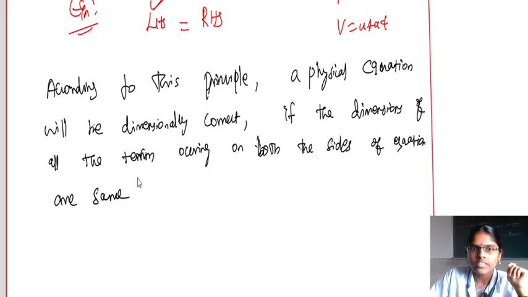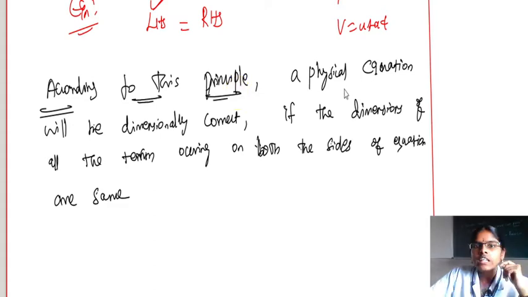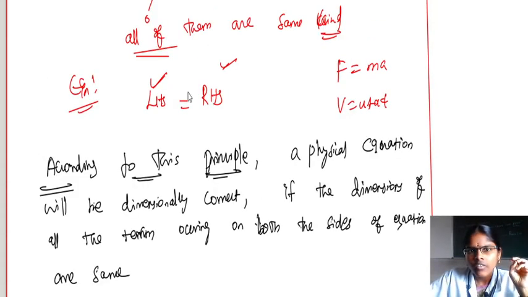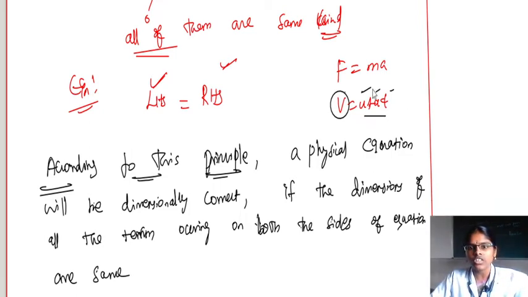That's it. So I repeat once again, according to this principle, a physical equation will be dimensionally correct. When will it be correct? If the dimensions of all the terms occurring on both the sides are the same. Because in the LHS we have one term, V. In the RHS we may have more than one term, right? I'm having U, A and T. So all the terms occurring on both the sides of the equation should be the same. When they are the same, then the equation is dimensionally correct. So the dimensions on the LHS and the dimensions on the RHS will be the same. Right? So if it is L, both the sides should have the dimension L. If it is M, then both the sides should have the dimension M.